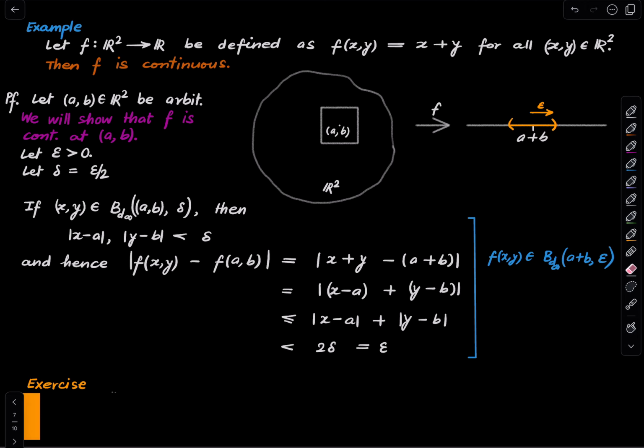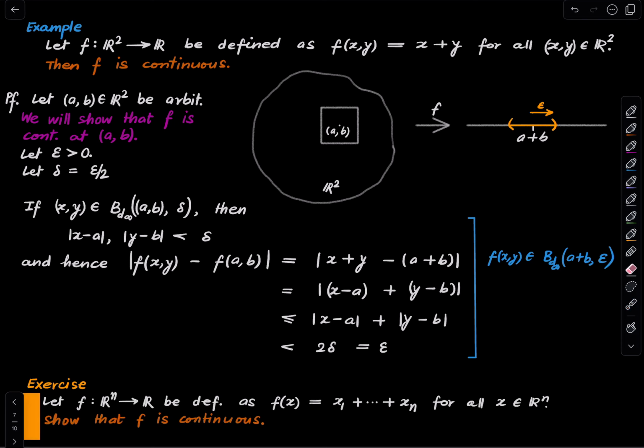And so we have a very nice example of a continuous function. The addition function, so to say, is continuous, as it should have been. And now here is the general result that I leave as an exercise. This time we have a function from Rn to R, and it just adds all the coordinates. We want to show that it is continuous, and a very similar proof will go through. You'll just need to write a different delta here.